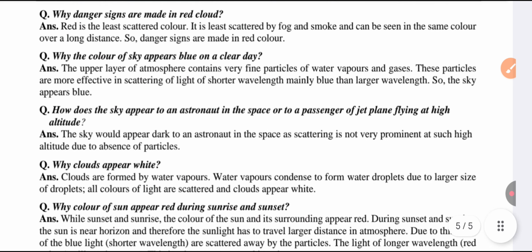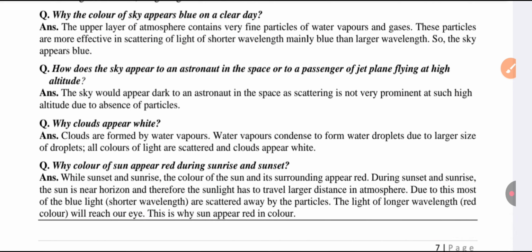Next question: why are danger signs made in red color? Red is the least scattered color. It is least scattered by fog and smoke and can be seen in the same color over a long distance. So danger signs are made in the red color.